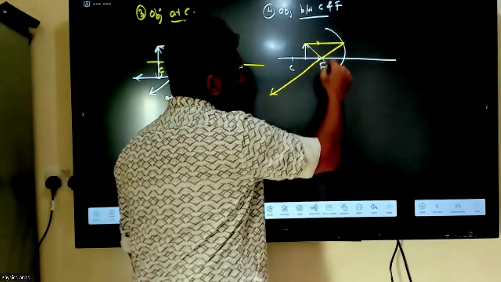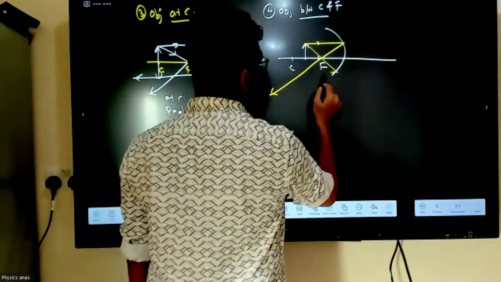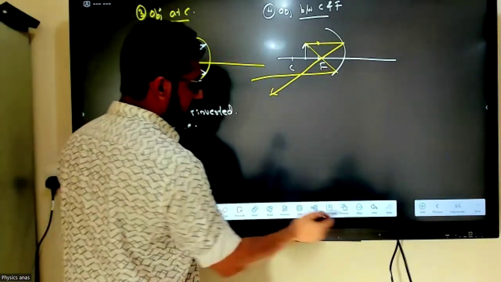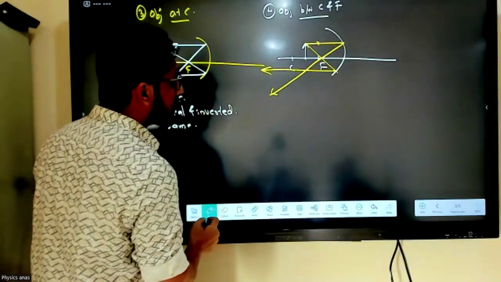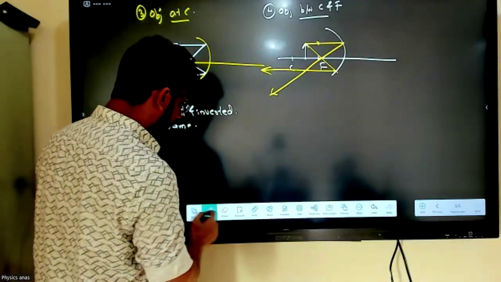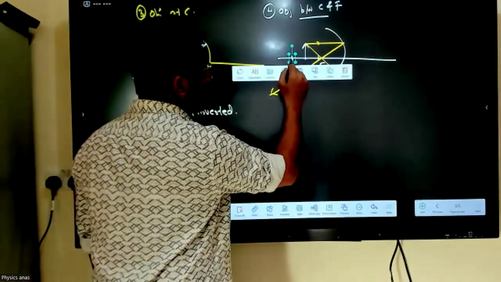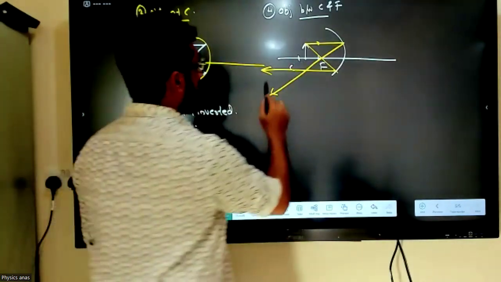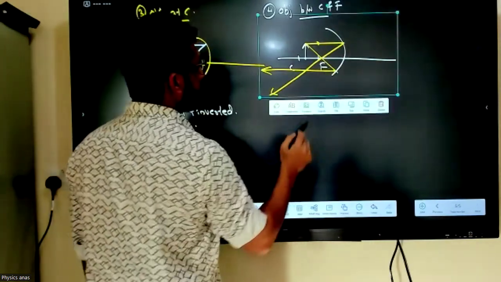And the second light ray is passing through the principal focus, and it will converge at a point, and you will get that point beyond C. My calculation is not correct, that's why my image is looking like this.